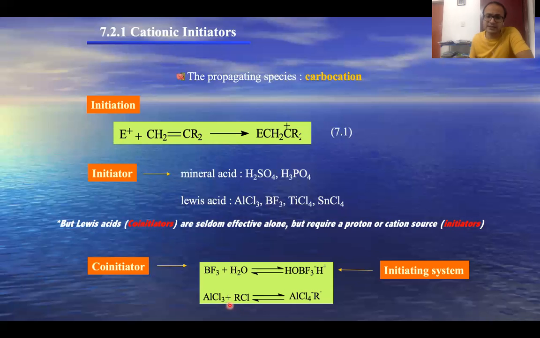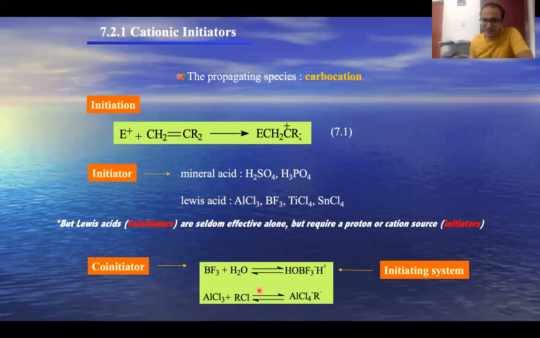Similarly, here when it is a cation source, like we use certain kind of alkyl halide as a cation source, and we use AlCl3, what happens? This AlCl3 will accept a chloride ion from this alkyl halide to form AlCl4 minus, and in the process R plus is generated. Please correct this. This is not R minus, but rather it is R positive. So that is how we are able to use Lewis acids also as initiator.